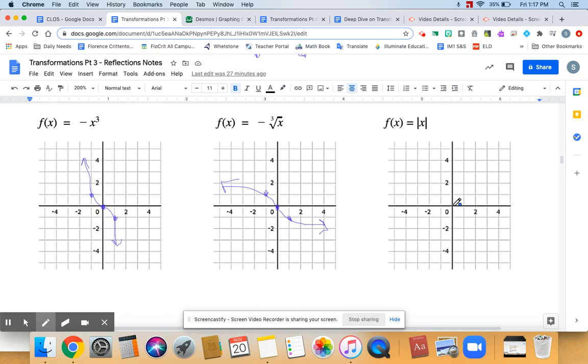And then finally, the absolute value of x, instead of this V going up, both of those points are going to go down. So the V gets flipped over. Pretend like that's a perfect V, but it's not. And that's the reflected absolute value graph.